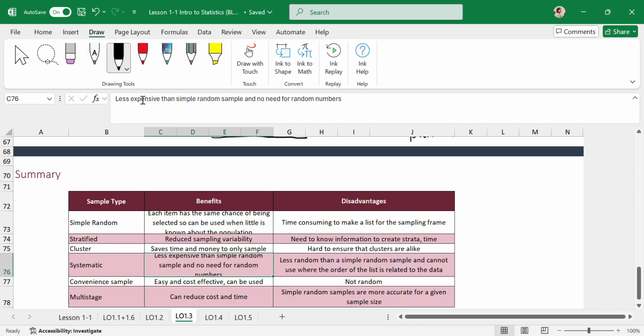For systematic sampling, you don't need to have a list of people beforehand. Like think about people just coming up to the mall and you're picking every third person, so it makes it a bit quicker than simple random sampling. But it also is less random. Convenience sampling is the easiest to use, but it's not random. That's the disadvantage. And multi-stage can be the most accurate, but it does take more time and money again.